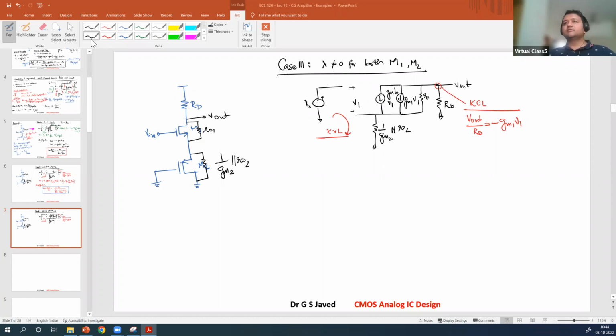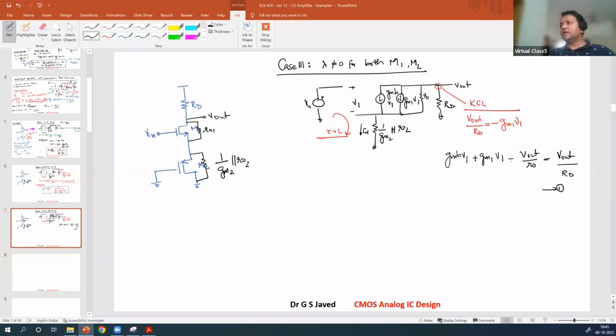KCL again. If you apply KCL, we have one resistance. We got the second resistance output here. Third is the current here. So what is this ID? This current ID is the sum of all the 3 currents flowing through here. So gmb V1 plus gm1 V1 plus Vout by Rout is equal to the current that is flowing here, Vout by RD. So this is one equation.